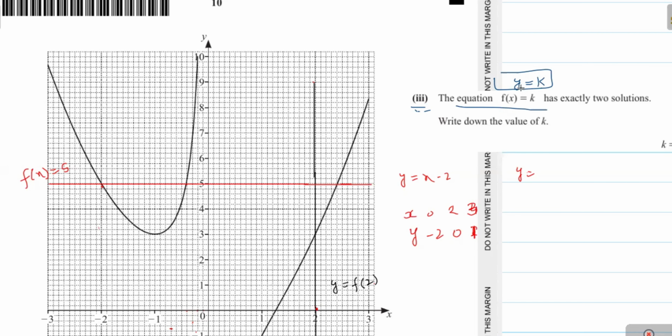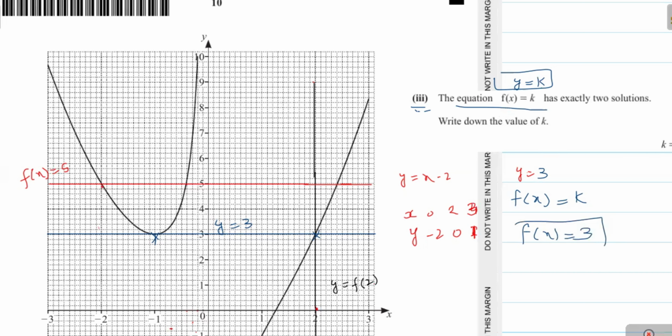Now this line y equal to k is a line parallel to the x-axis. Look here, this is the line, and this line intersects the graph at 2 positions. And at this position, this equation has 2 solutions. Look here, this line is y equal to 3. Therefore, we write f of x equal to k and f of x equal to 3. So k is equal to 3 is the answer.